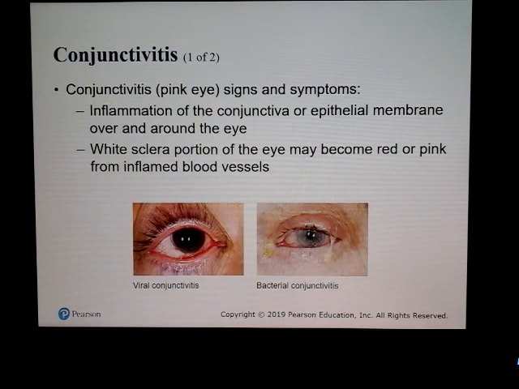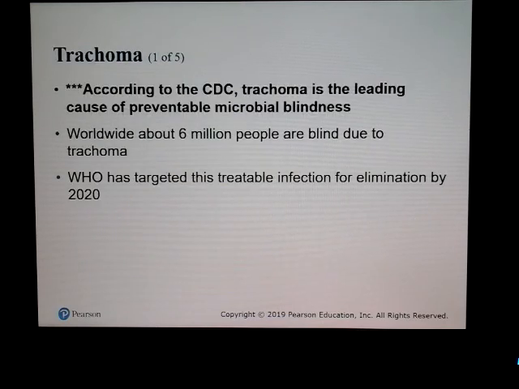Conjunctivitis is inflammation of the conjunctiva. And depending on how bad it gets, here's the way, guys, you can tell the difference between viral and bacterial. If you look in the virus, you see a lot of redness all around, but in the bacterial, do you see the pus that's oozing out over here? Yeah, that's indicative then of bacterial infection. So please know this.